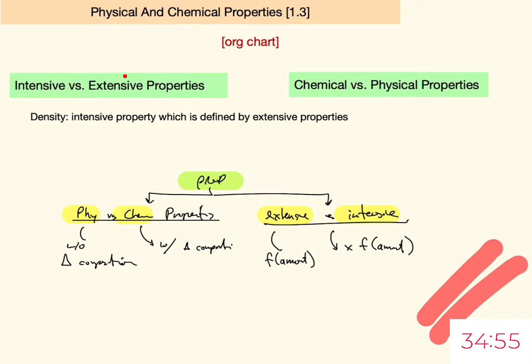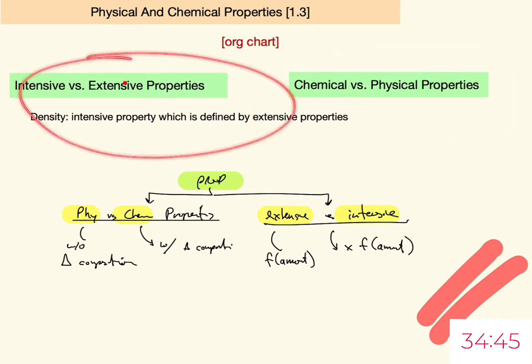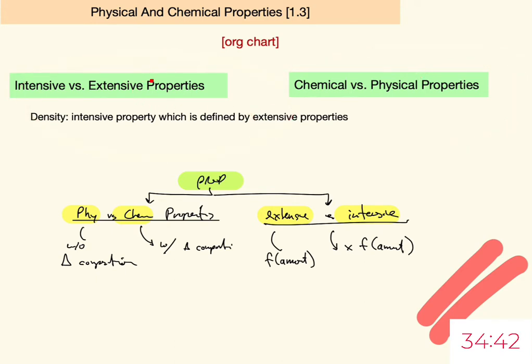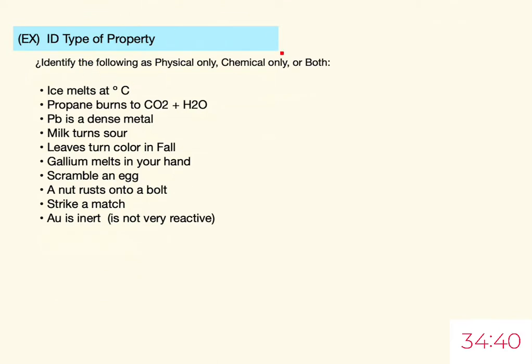Okay, moving right along. Intensive and extensive properties, chemical and physical properties. Standard fare on an exam is to give you some of these. Is it chemical or physical, or is it intensive or extensive? So kind of know those. There's the type of questions you get right there. Which are these? Chemical, physical, or only?